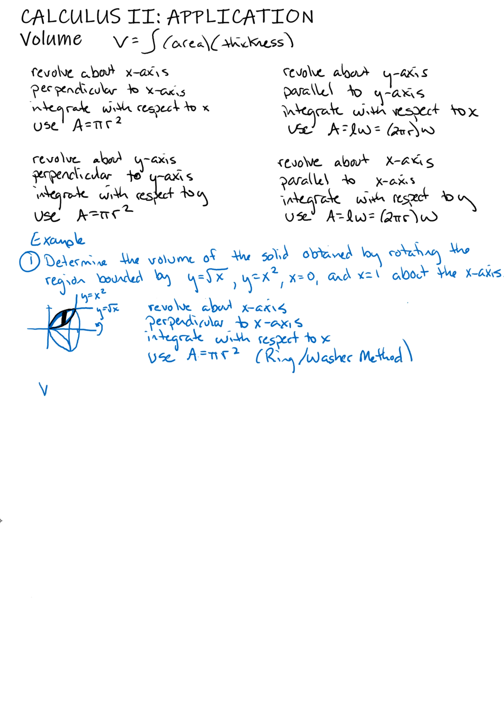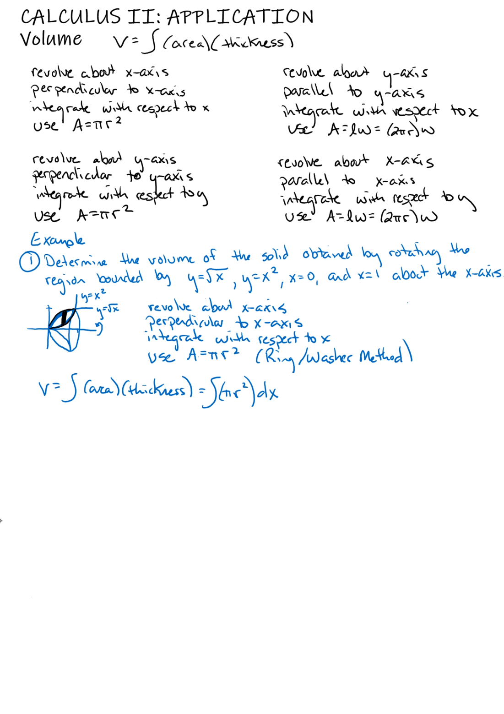So our volume is, again, area times thickness. The area, we're going to use pi r squared. We'll get to what the r represents here in a sec. And the thickness, remember in all of these situations, the thickness is my differential. In this case, we're integrating with respect to x, so I'll write it as dx.